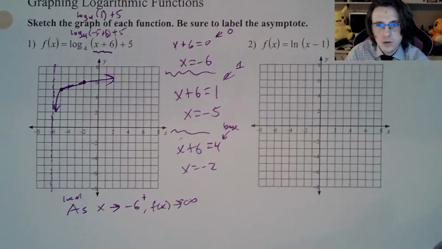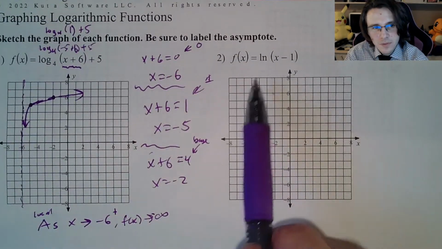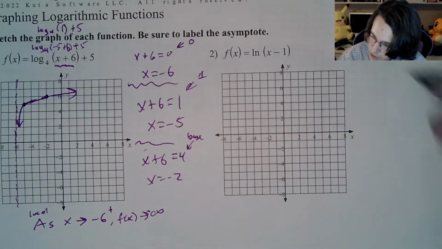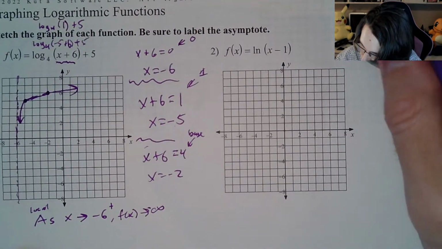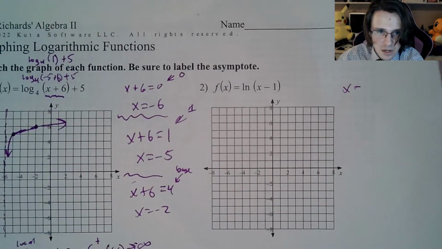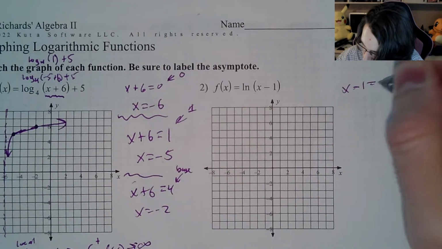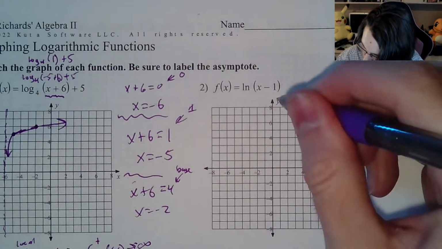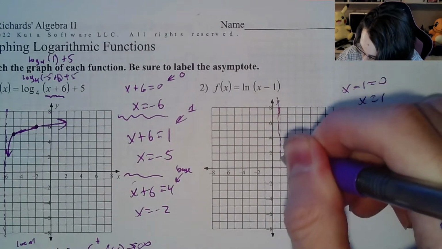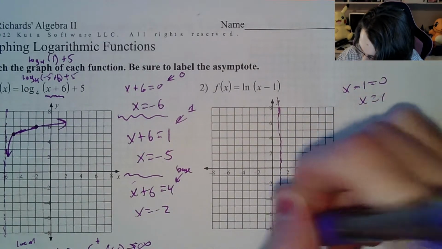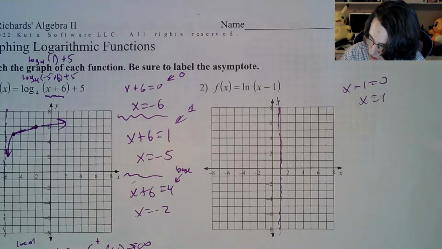There you go. So number 2, we do have ln. Remember, ln means log base e, but we do exactly the same steps. So we're still going to start off with x minus 1 is equal to 0, which means x equals 1 is our asymptote. There's our x equals 1 asymptote here.